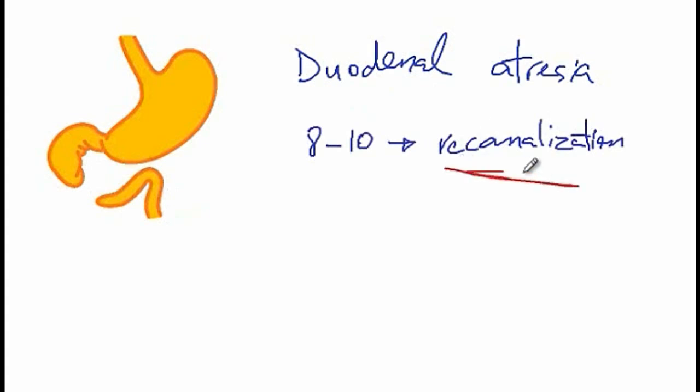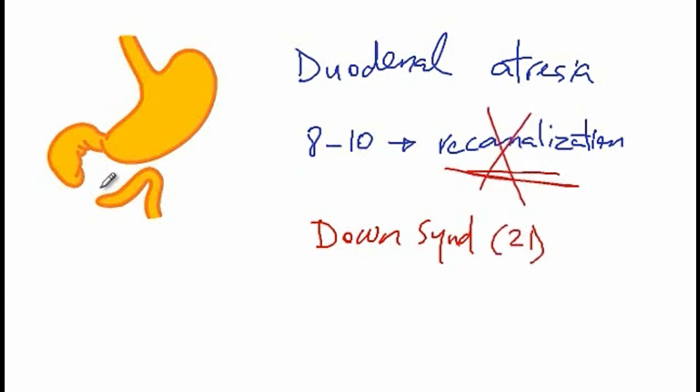However, in some patients, like patients with Down syndrome, which is the same as trisomy 21, there is a problem with recanalization, and thus the duodenum will remain atretic. And so these people will present with polyhydramnios during pregnancy.